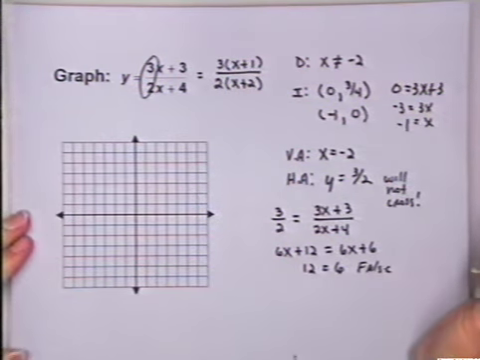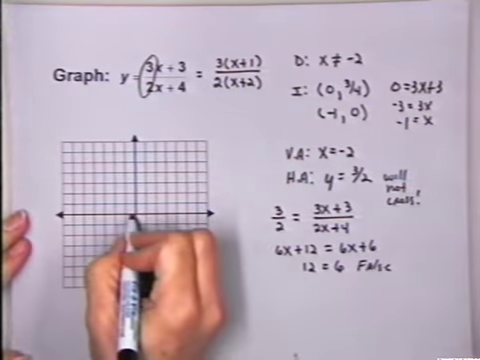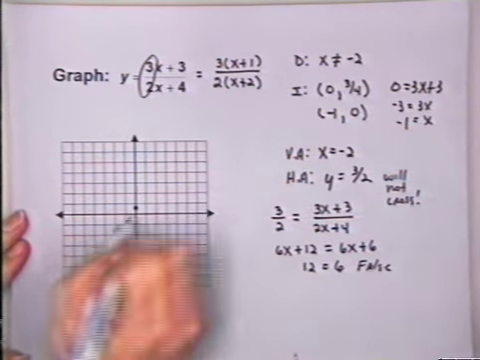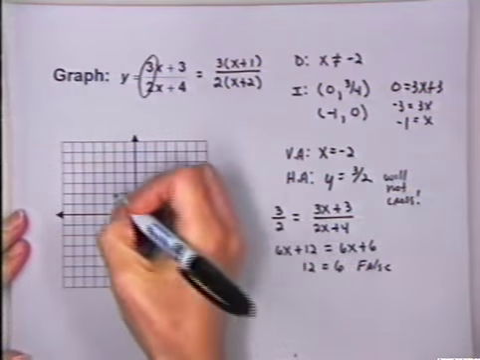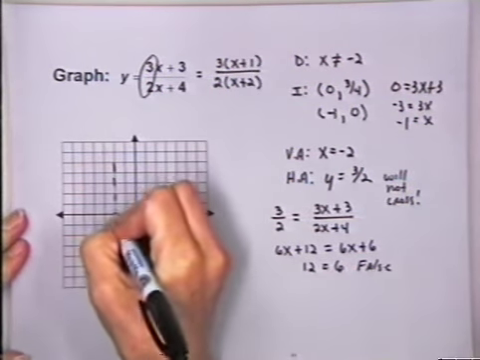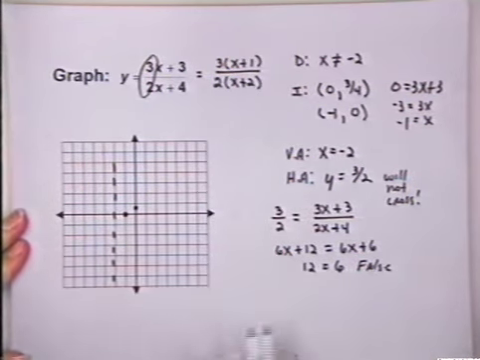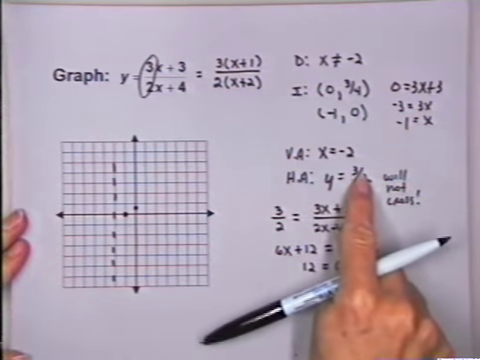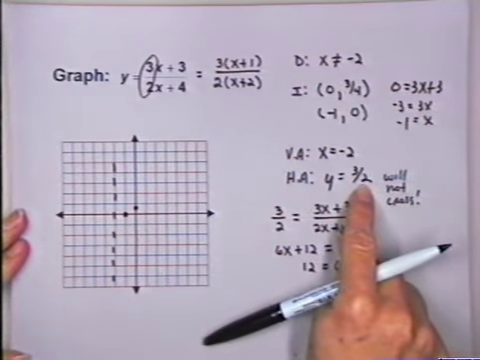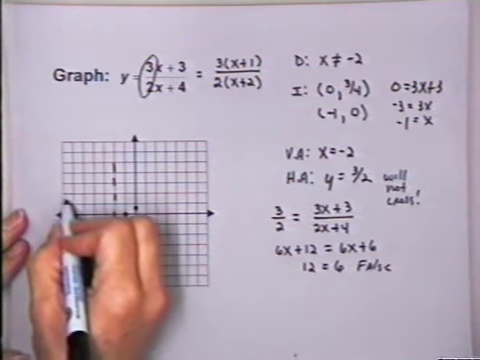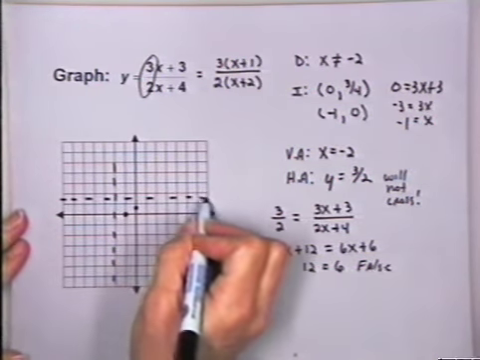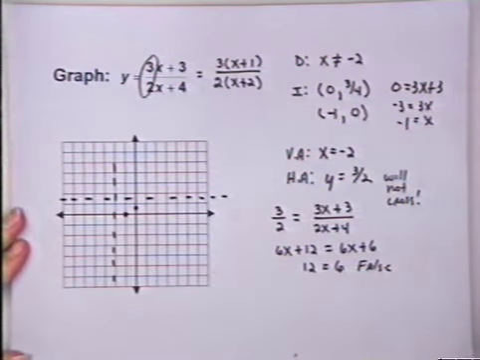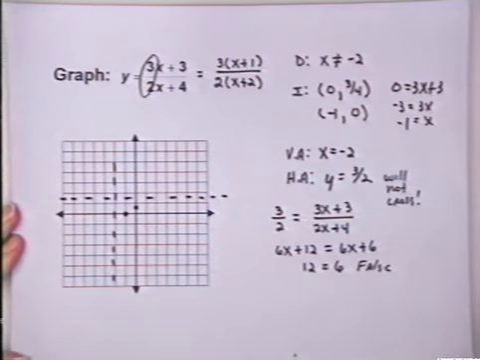Okay? Now let's locate our information. 0, 3/4, negative 1, 0. Vertical asymptote at x equals negative 2. Horizontal asymptote at y equals 3/2. 3/2 is 1 1/2, isn't it? So I'm going to go up to 1 1/2 and put in my horizontal asymptote. And I know I don't cross either of these asymptotes.